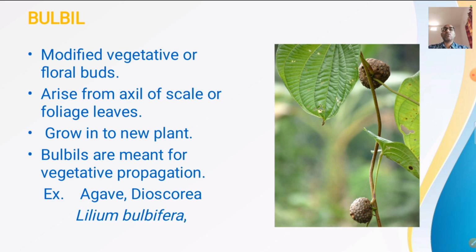Okay. So what is bulbil? Bulbil is the modified vegetative or floral bud. It arises from the axil of scale or foliage leaves. Okay. Now they grow into a new plant. Bulbils are meant for vegetative propagation. Examples are agave, Dioscorea, Lilium bulbiferum. These are the plants where bulbils are found.